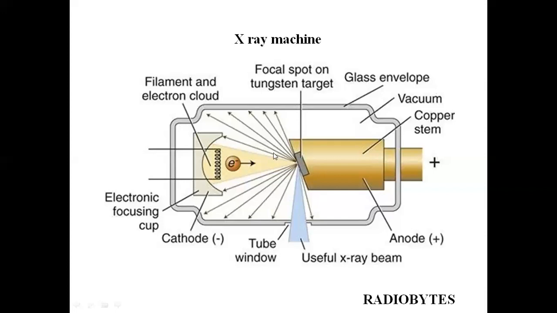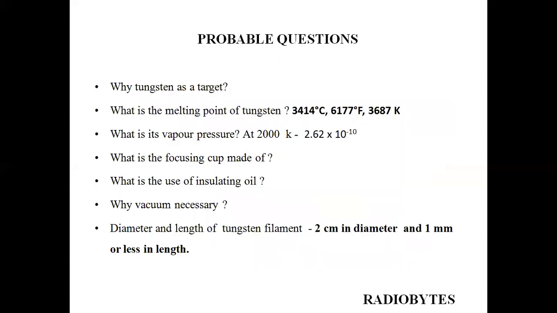So this 99% of the heat produced, if it stays inside the machine, will destroy the components of the X-ray machine. So it should be expelled to the atmosphere. This insulating oil, which is present between the glass envelope and the tube head, will dissipate the heat produced during the X-ray generation to the atmosphere via the process of convection. That is the use of insulating oil.